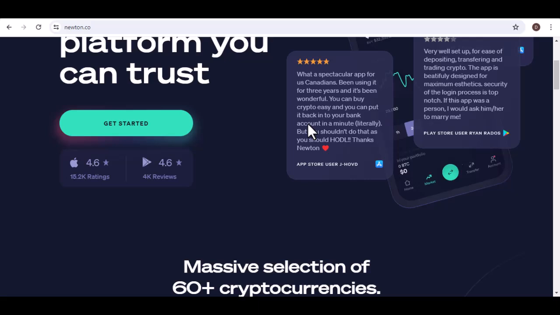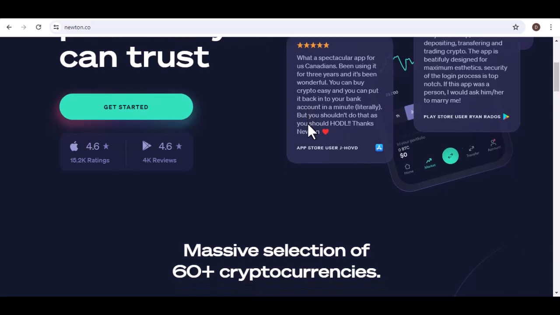The competition. Let's be honest, Newton isn't the only player in the decentralized storage game. There are other established projects out there. So, what makes Newton different? Well, they focus heavily on user privacy and ease of use. They want to make secure data storage accessible to everyone, not just tech wizards.